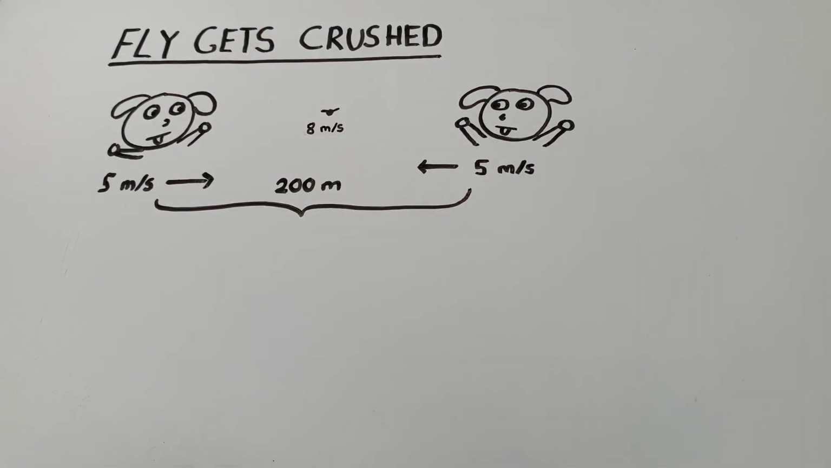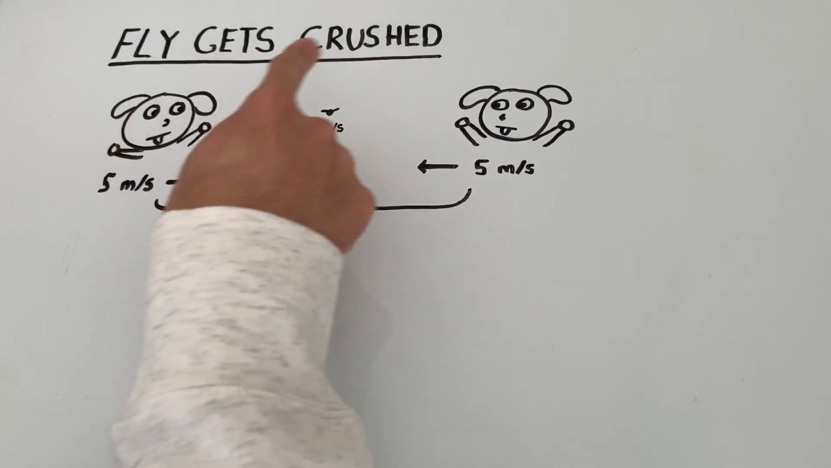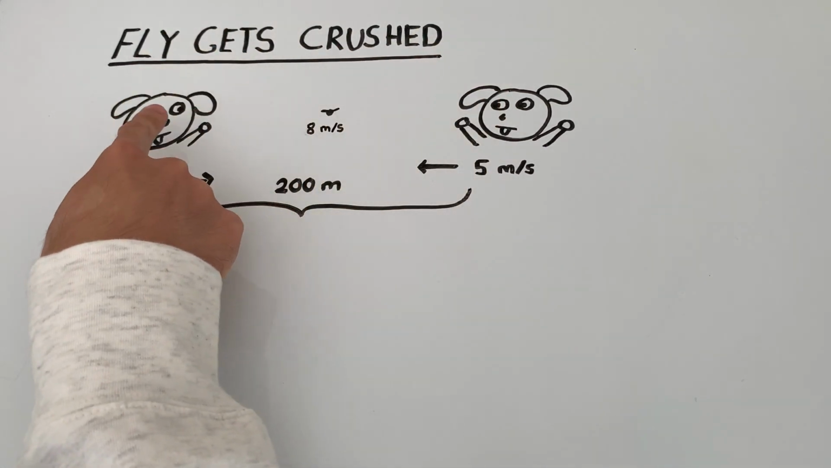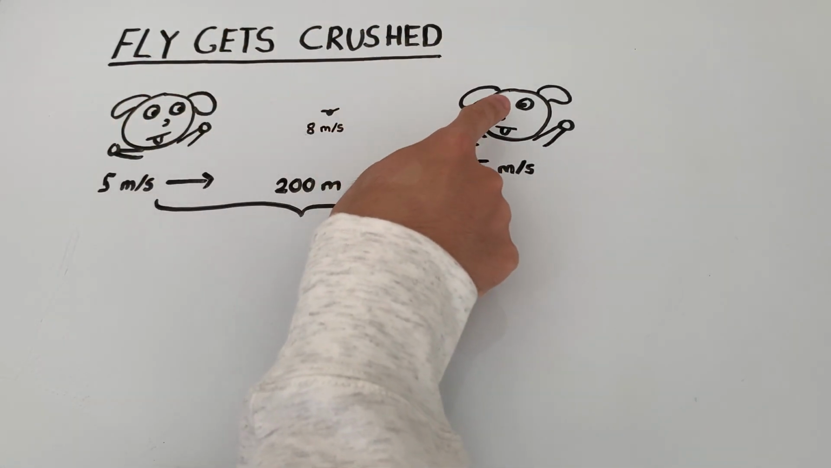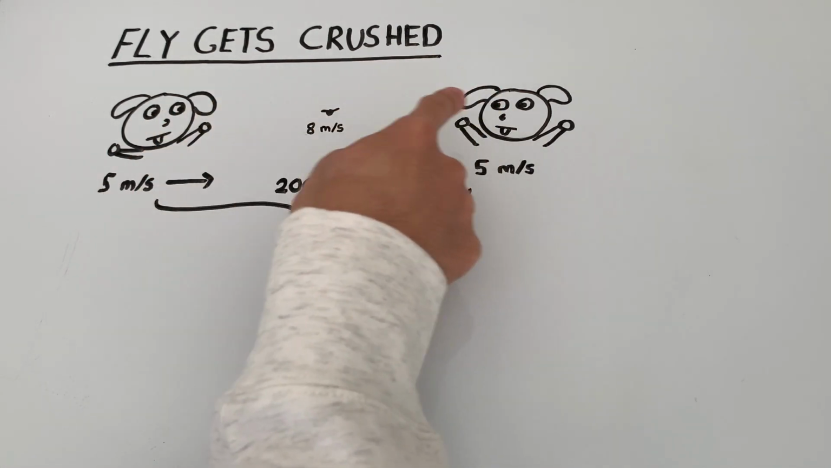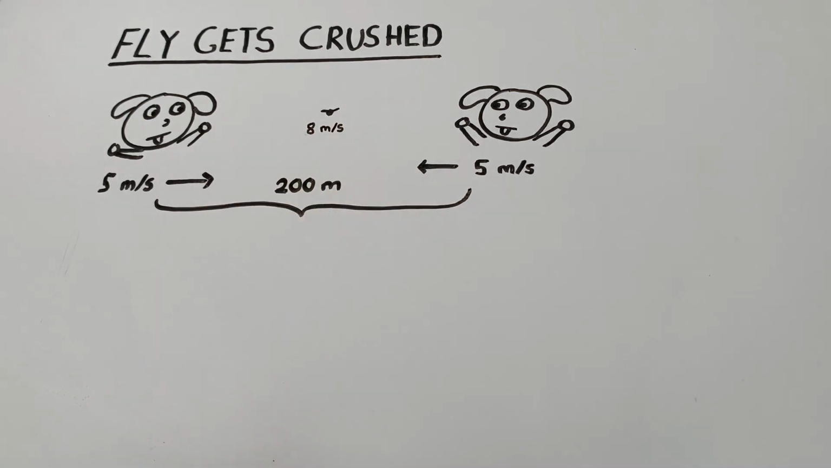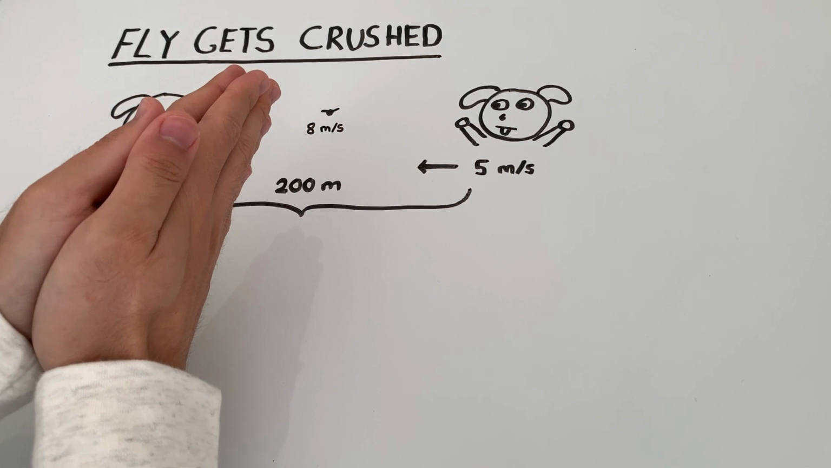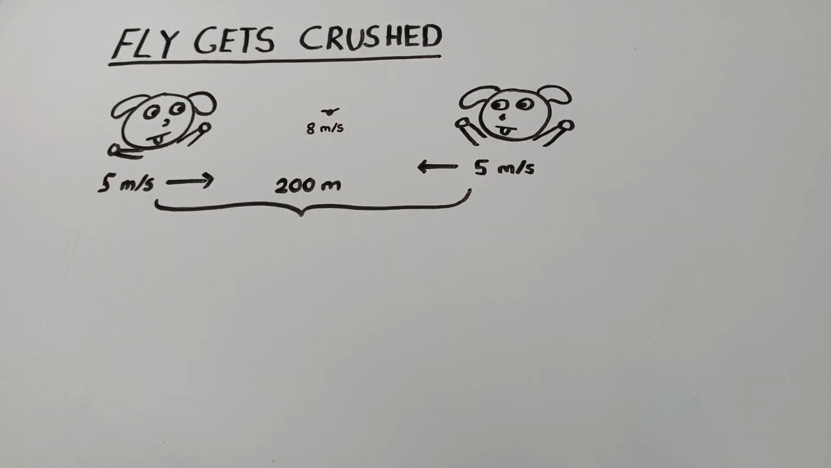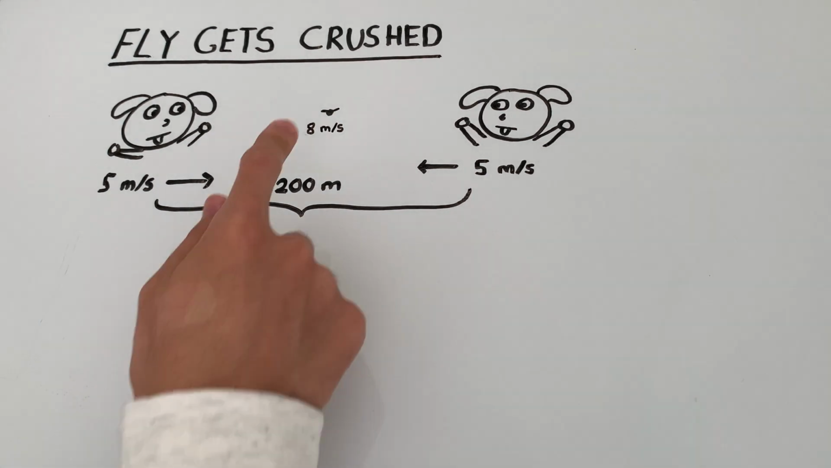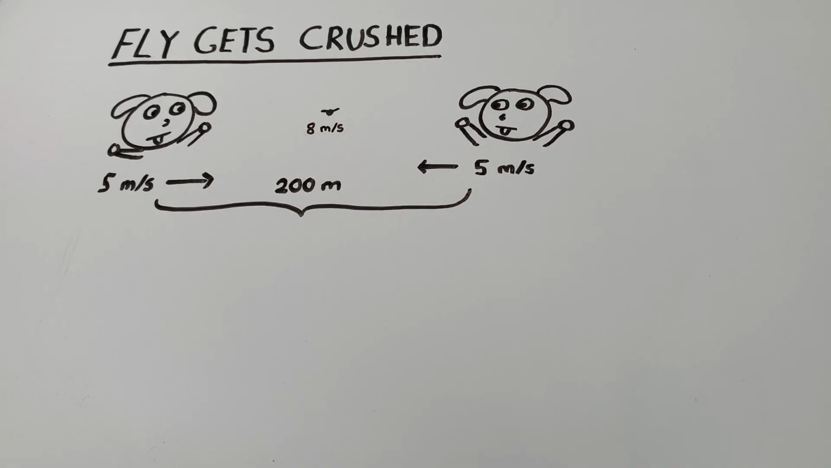And this fly is just going to go back and forth between the nose of one dog to the nose of another. And it's going to keep flying in this manner at a speed of 8 meters per second until the dogs collide. And this fly is going to get crushed. But we want to find out the distance that the fly traveled before it got crushed.